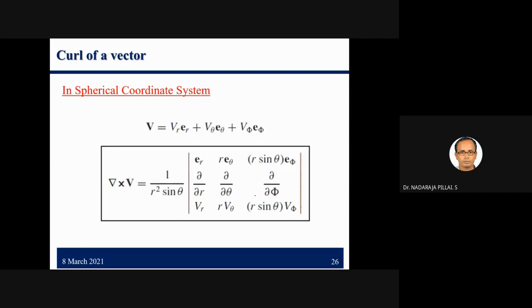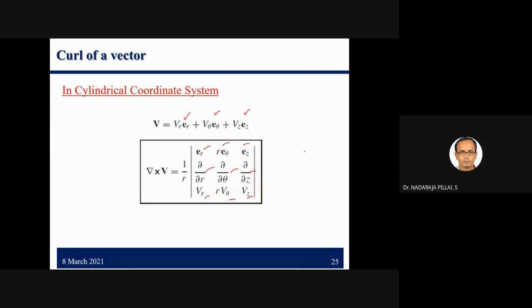Similarly, the spherical coordinate system we can represent in this way. I recommend you do this exercise by yourself. Finally, you can arrive at 1/(r² sin θ) times the representation with er, e theta, and e phi. So this is all the information we had for this basic review.